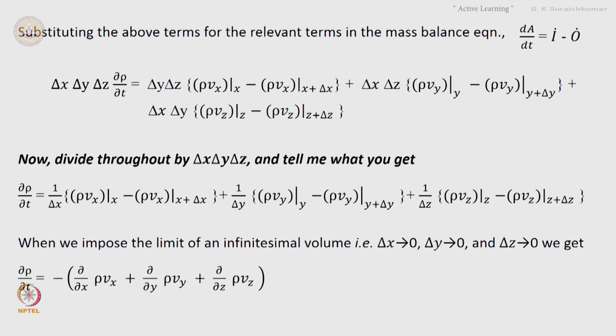And therefore, when you apply the limits, you get the differential equation dou rho by dou t is minus, according to the definition of a derivative it is the other way around, and therefore minus dou x of rho v x plus dou y of rho v y plus dou z of rho v z, and in vector notation it can be written as dou rho by dou t is minus del dot rho v. Del is nothing but dou by dou x plus dou by dou y plus dou by dou z, and dot rho v is going to give you that. You could explain the vector notation a little more, I am not going to do it here.